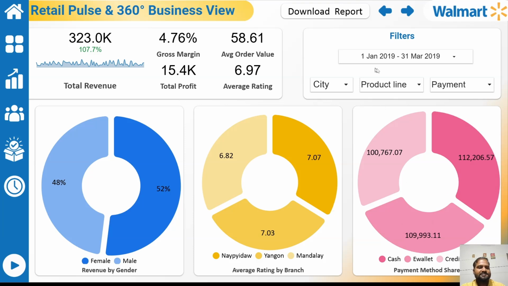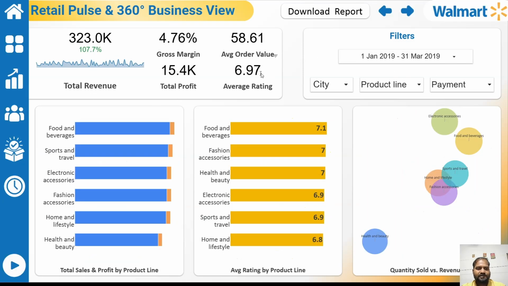Now let's move to the next page to explore the product analysis. This is the fourth page of our dashboard, called Product Analysis. On the left, we see total sales and profit by product line. Food and beverages is the top performer, followed by sports and travel, while health and beauty contributes the least.